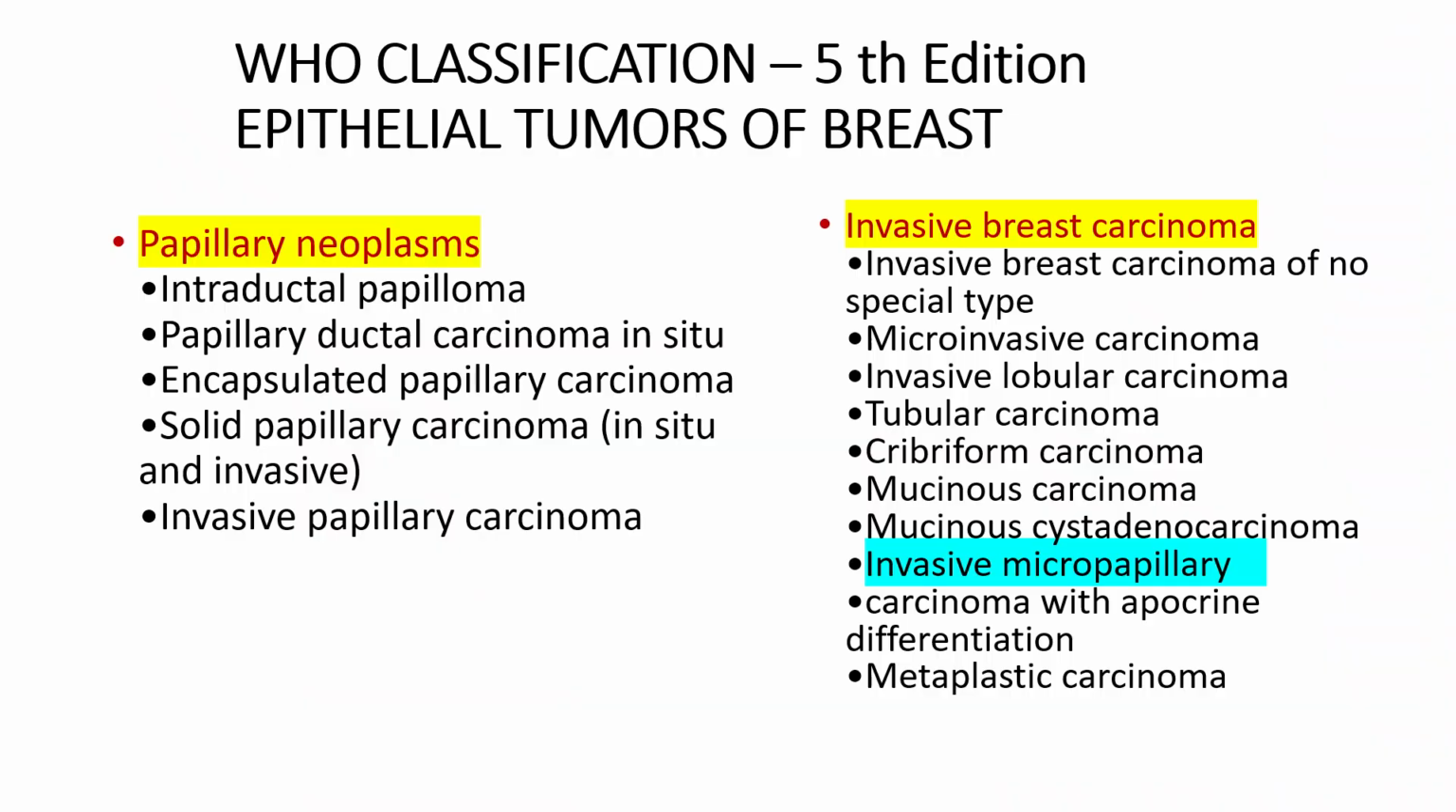Coming in detail about the topic, this is the WHO classification 5th edition, in which epithelial tumors of the breast will have a separate entity known as papillary neoplasms, which includes intraductal papilloma, papillary ductal carcinoma in situ, encapsulated papillary carcinoma, solid papillary carcinoma which can be in situ and invasive, and invasive papillary carcinoma. Invasive micropapillary carcinoma is a separate entity which is not included in the papillary neoplasms, but is a part of invasive breast carcinoma. Going in detail about the papillary neoplasms of the breast.